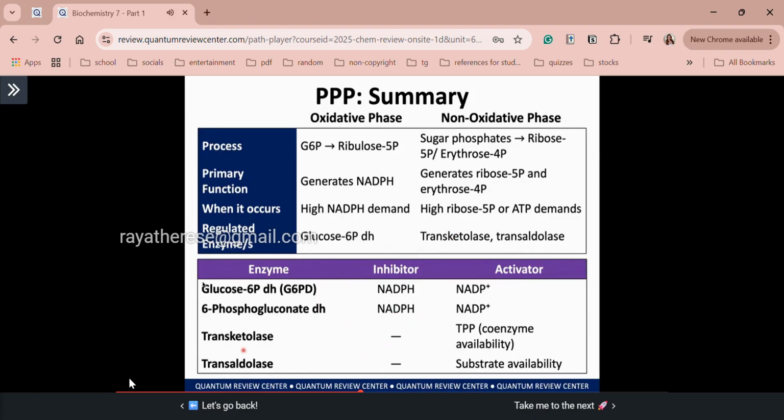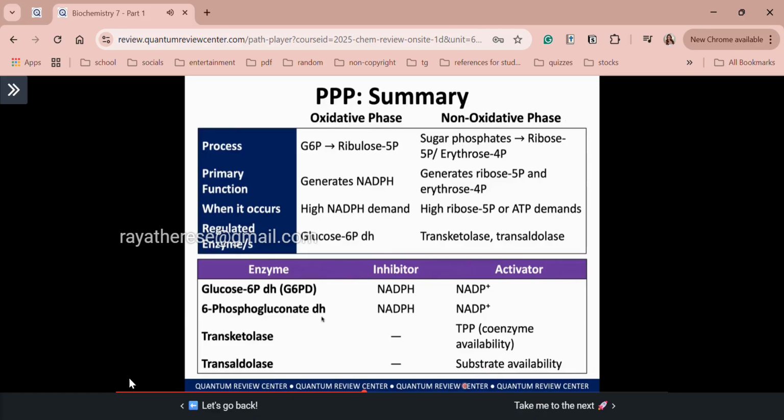For transketolase, there is no known inhibitor, but it is activated when there is a high coenzyme availability. O diba class, remember, transketolase needs TPP for its aldehyde transfer function. And for transaldolase, same lang po siya with transketolase, walang known inhibitor, but its activator is dependent on substrate availability. Because again, in our non-oxidative phase, the transaldolase reaction is just a rearrangement reaction. That's why it's heavily reliant sa availability ng mga initial substrates that it catalyzes. Alright, so I hope that's clear.